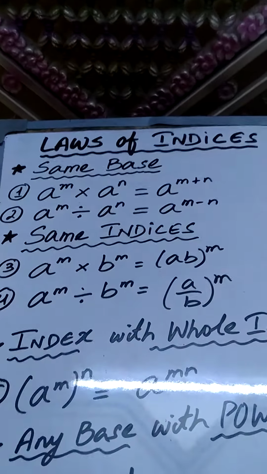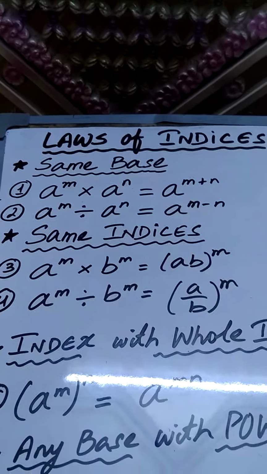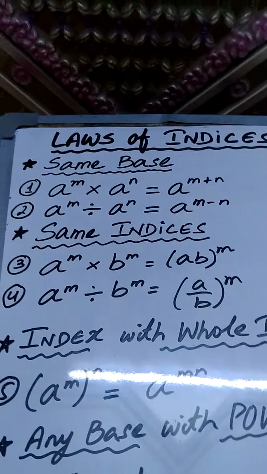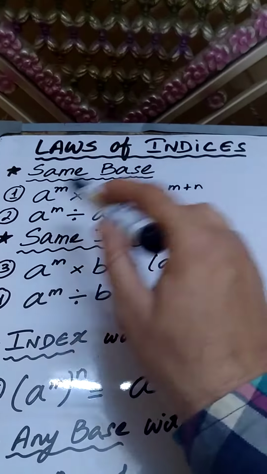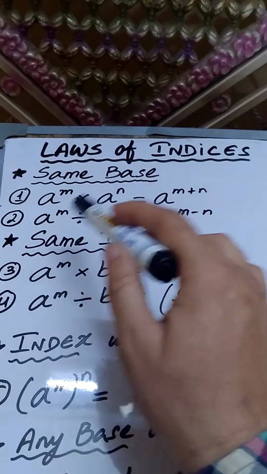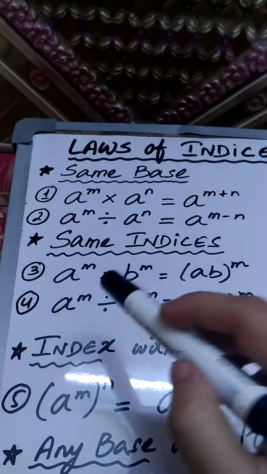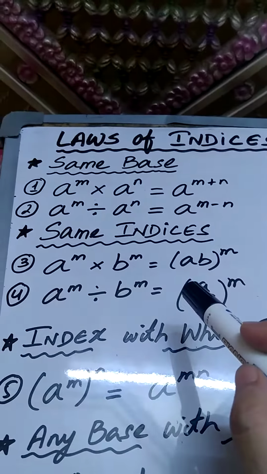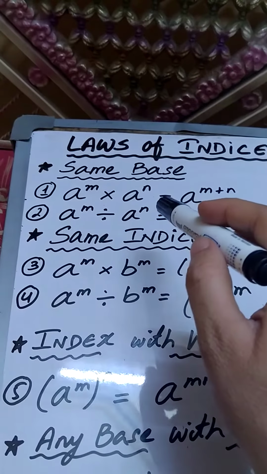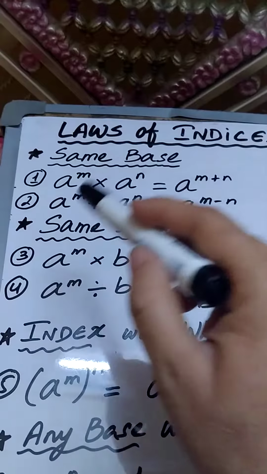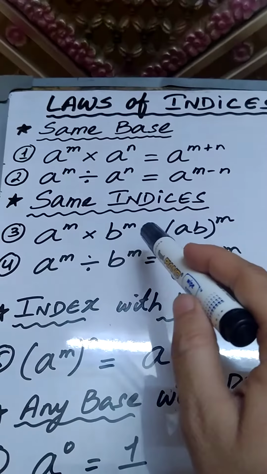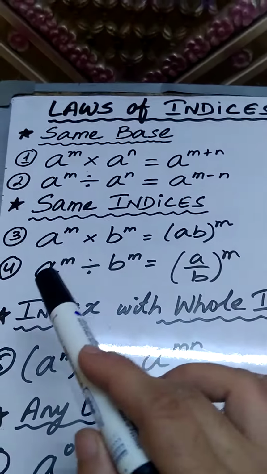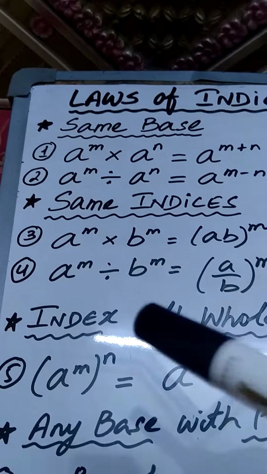So now, for same bases we have two laws. Again, for same indices we have two laws. For same bases, we call it the multiplication law of indices and the division law of indices. Now come to same indices. Again, the first two depend on same bases, the next two depend on same power, same index. This time the powers are same, the indices are same, but the bases are not same. So remember, we have two laws of same indices.